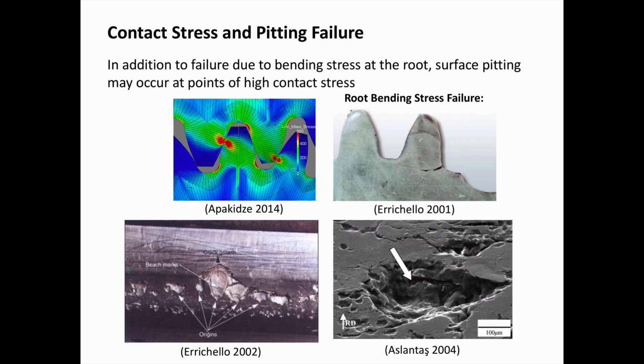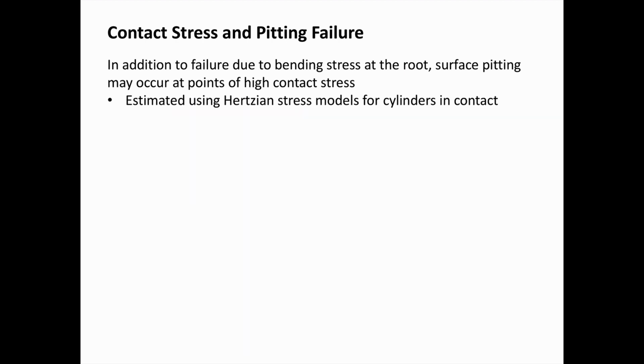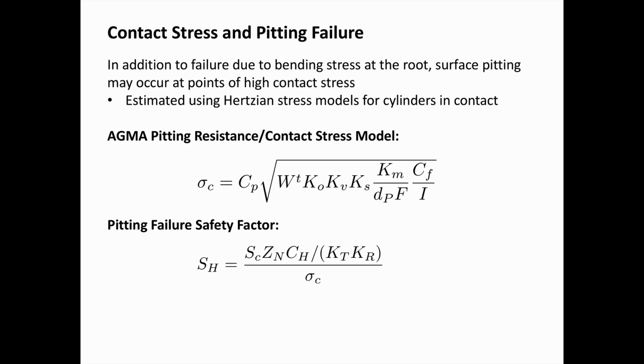And here's a closer up view of pitting from a gear tooth. The contact stress can be estimated using Hertzian stress models for cylinders in contact. Here's the model for contact stress, and then the pitting failure safety factor. And we're going to go through each of these in turn and step through each of the quantities that you need to calculate.